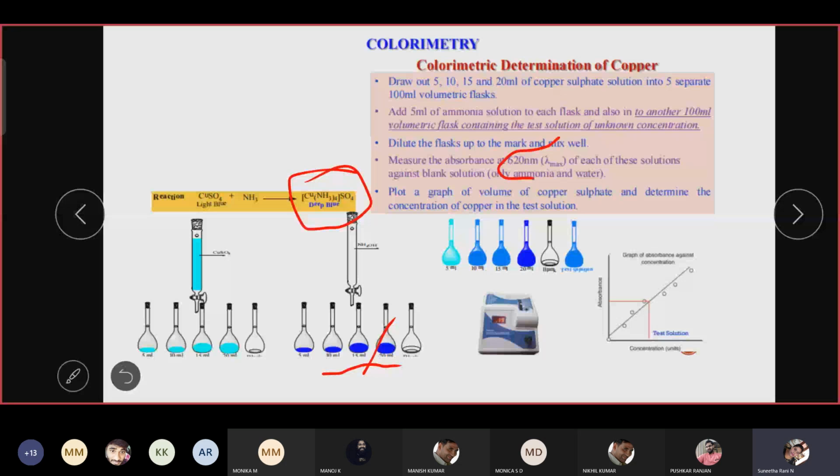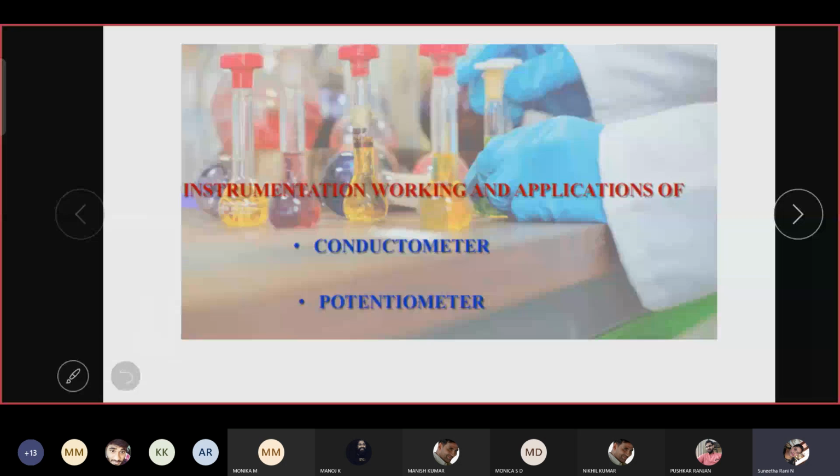The next is conductometry. Is there any doubt you want to clear, students? Shall I go to conductometry and potentiometry? Yes, ma'am. Okay.